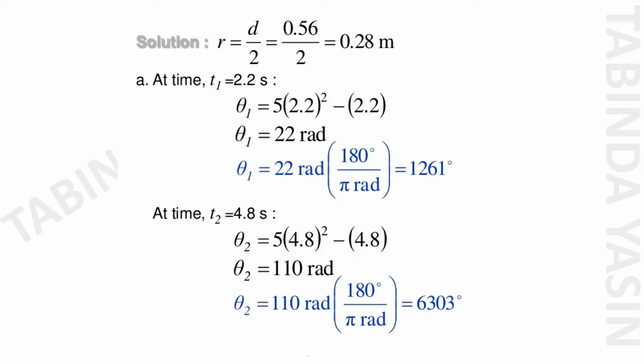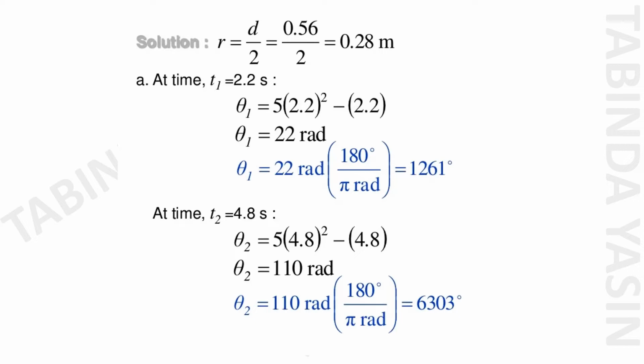Now starting with the solution, we have r, the radius, is equal to d by 2, that is diameter by 2. Then this will give 0.56 over 2 is equal to 0.28 meter. First we are going to find point A at time t is equal to t1 is equal to 2.2 second. We are going to substitute the value.